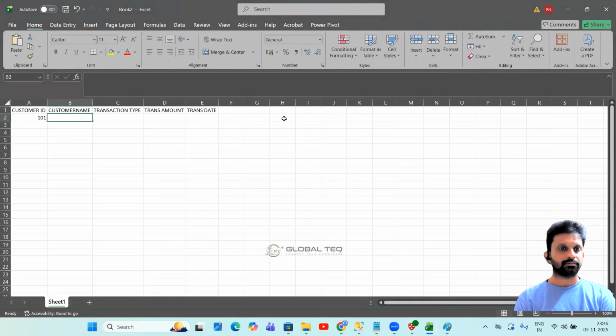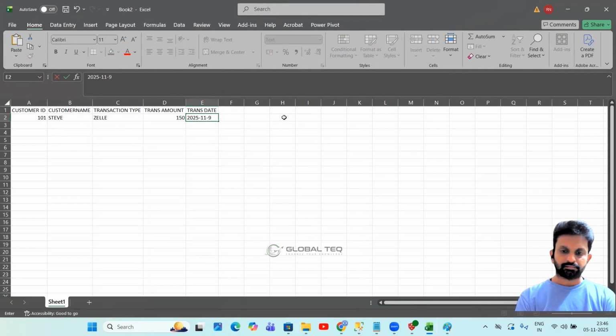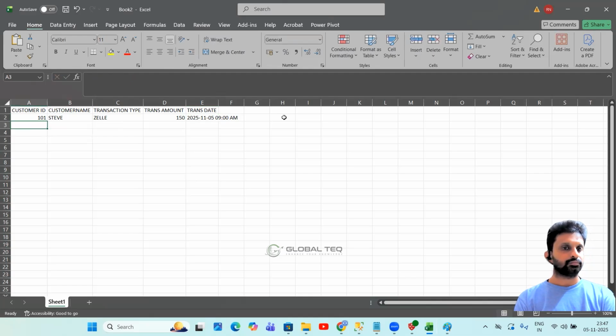So you see here, 101 is a customer ID, and the customer name is something like Steve. Transaction type, he might be doing a sale transaction, with a transaction amount of $150. And the transaction date is 2025-11, sometime at 9 a.m. Similarly, the same customer 101 made another two transactions.